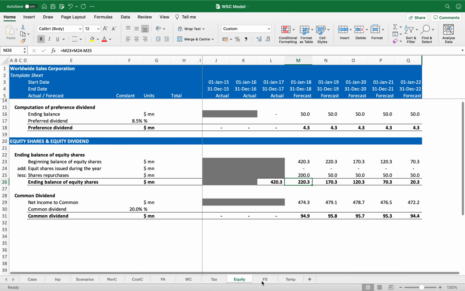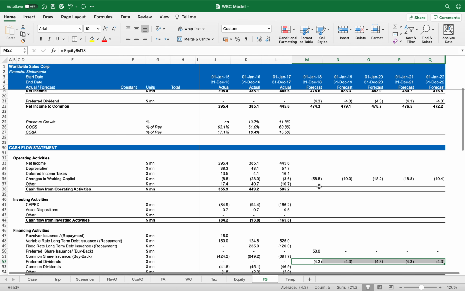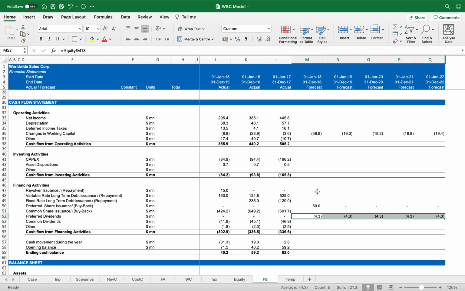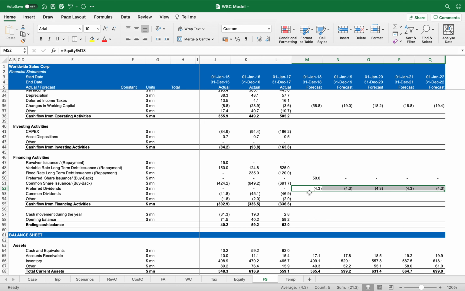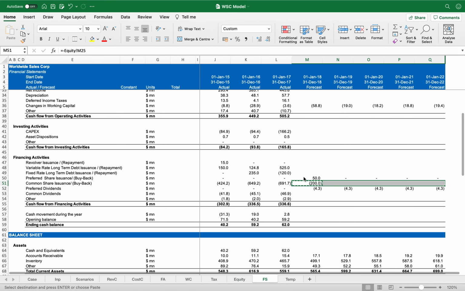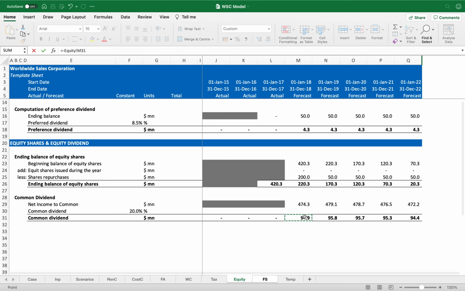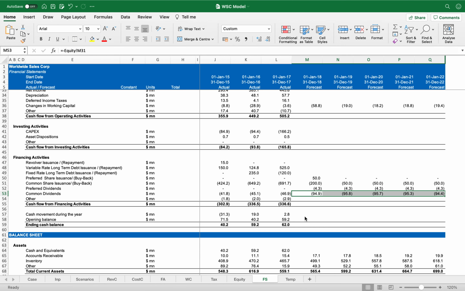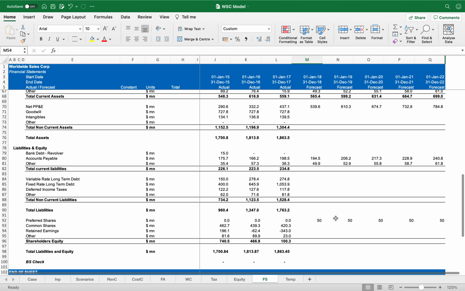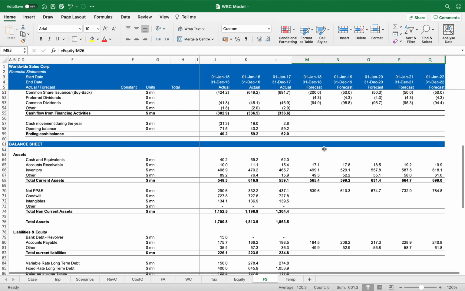So let's see, where all can I link this equity share balance and common dividend balance? Let's look at the cash flow statement. In the financing activities, I would be required to mention common share issues or buybacks. So I don't have issues, but I definitely have some buybacks. So these share repurchases and common dividends as well, whatever is the amount of common dividends. Coming on to the balance sheet, common shares. I have the ending balance of common shares now. Perfect. Fair enough.